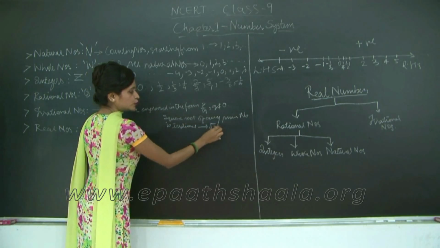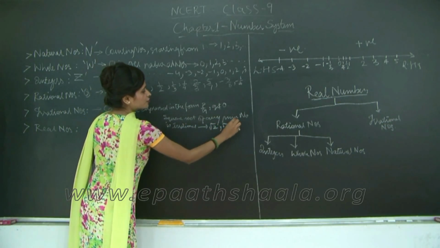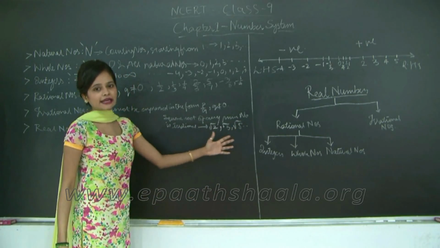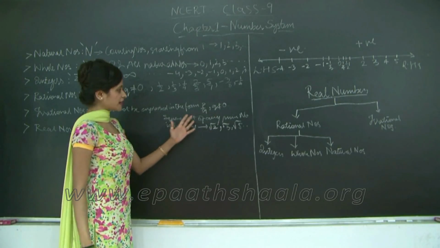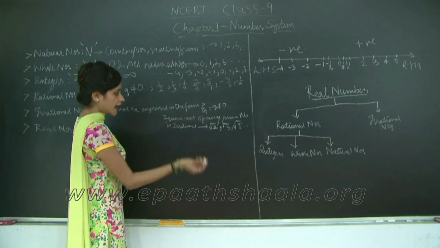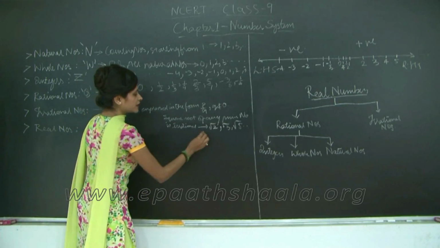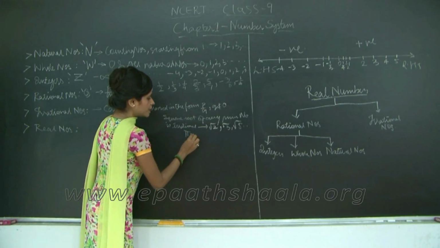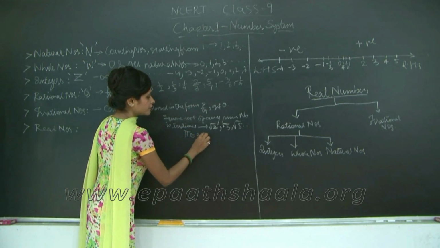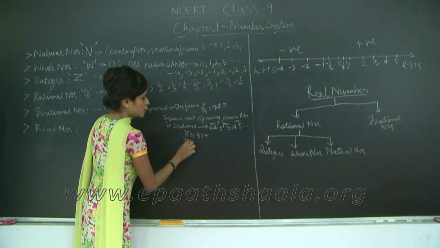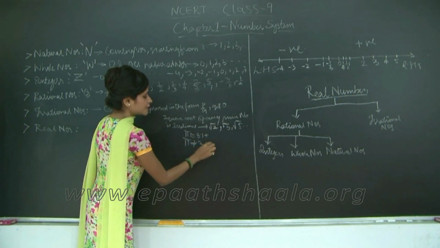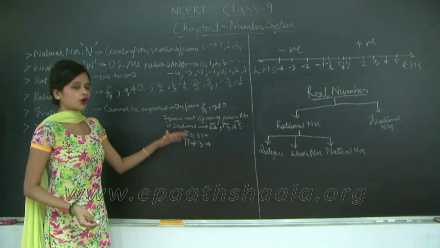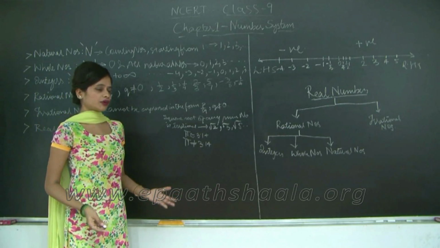For example, root 2, root 3, root 5 and so on. We will see as we proceed further why these numbers are irrational. Okay, why square roots of prime numbers are irrational. Another example of an irrational number is pi. Okay, you need to understand that pi is approximately equal to 3.14. Pi is not equal to 3.14. It is approximately equal to 3.14. Why? Just to make our calculations much simpler. Okay, we will also take a look at this as we proceed further with our chapter.